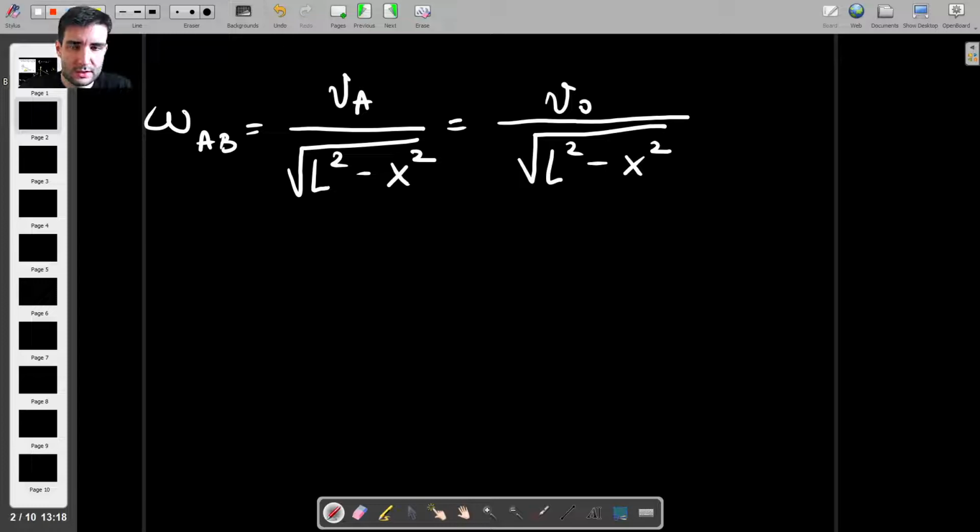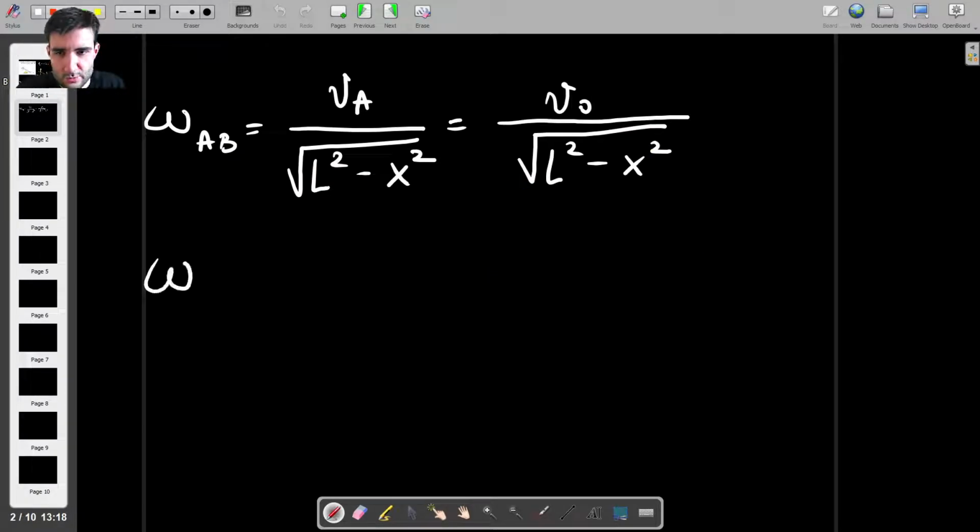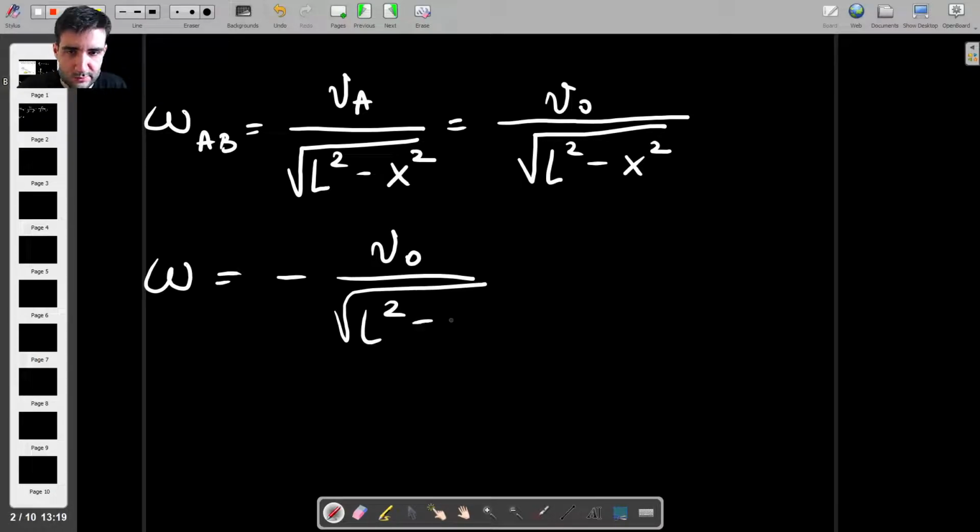Okay, now, once again, I will not actually leave this value of angular velocity as it is, because we will have to take the direction of rotation into account, right? We know that AB will rotate clockwise, and if we used Euler equations, then we wouldn't have to take this step, because Euler's equations will do that for us instead. So I will say that omega is minus V0 over square root of L squared minus X squared. Okay, and now the minus tells us that link AB rotates clockwise. And that's the expression for omega.